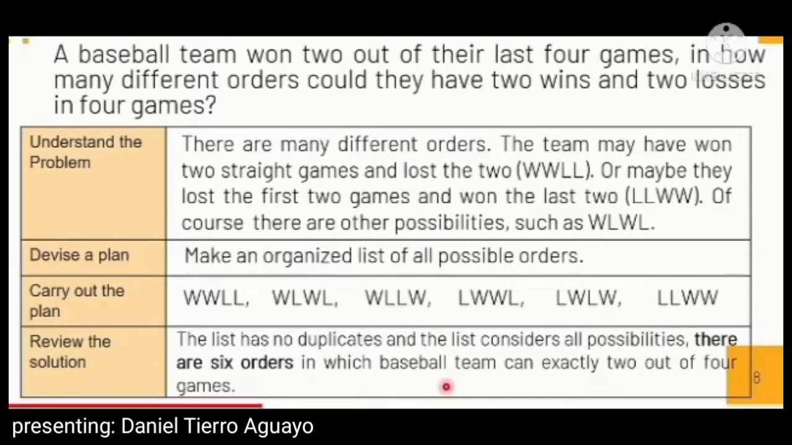So, therefore, we are going to check our answers if it is correct. So, the list has no duplicates and the list considers all possibilities. There are 6 orders in which the baseball team can win exactly 2 out of 4 games. So wala nang ibang order. May naiisip pa ba kayong ibang order? Wala na. So, 6 orders are correct.